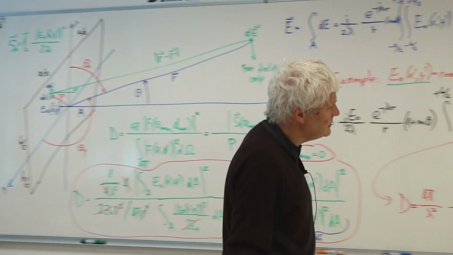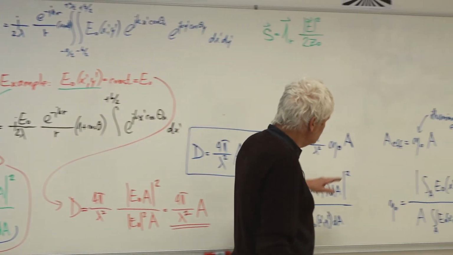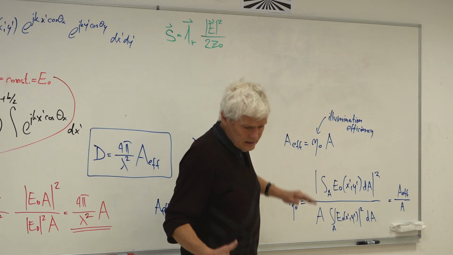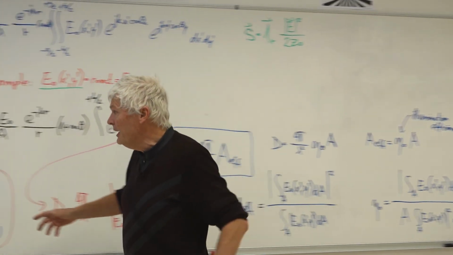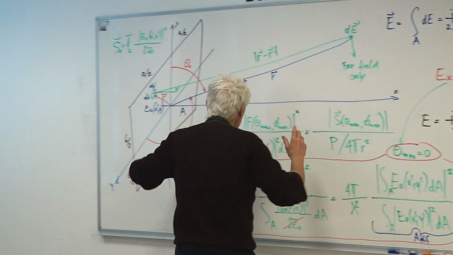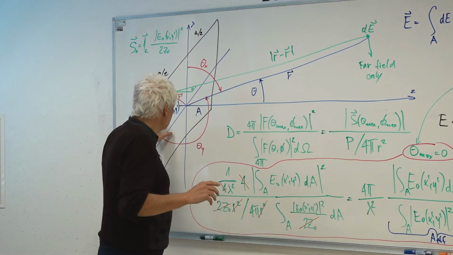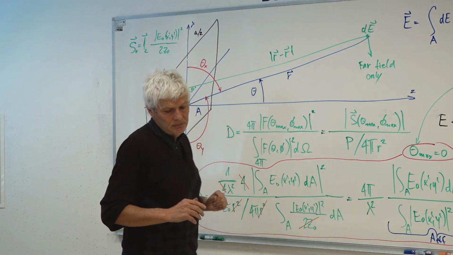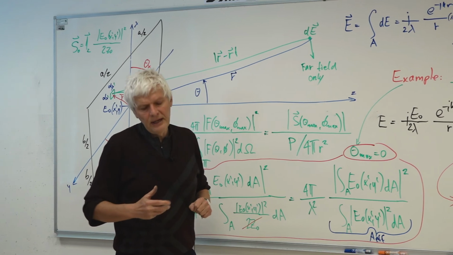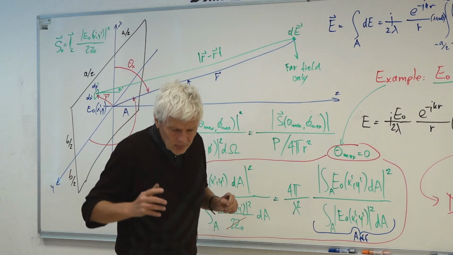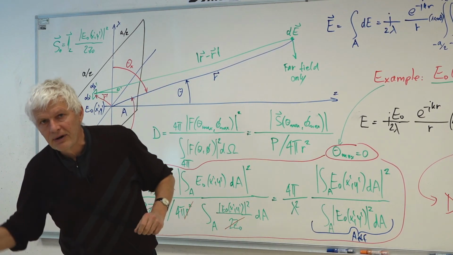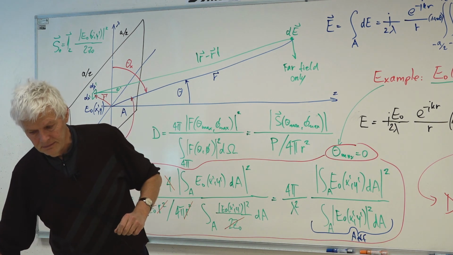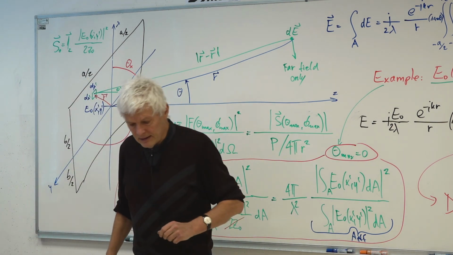This illumination efficiency is not loss of power. There are no resistive losses in our aperture. We have no lossy media in between here. This is just how well we are using the area of our aperture, how good we were at making the most of the size of our antenna. I hope that makes sense.